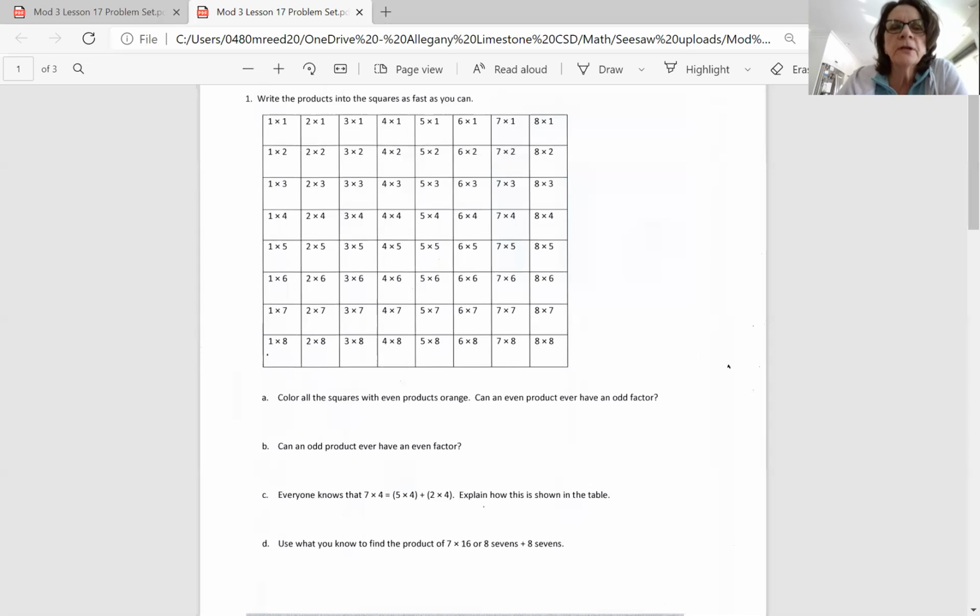Okay, this is what your worksheet looks like for today, the template. So I'm going to go through part of it. I'm going to pause the video and let you go and fill in your template a little bit. We can come back and discuss the patterns we see and answer the questions.